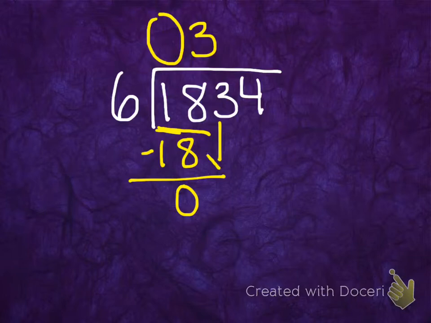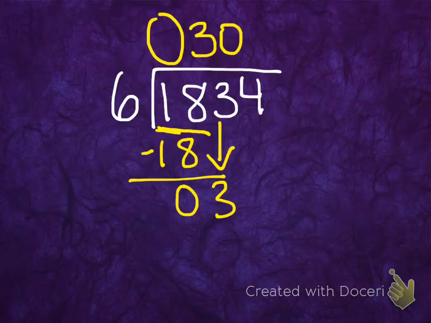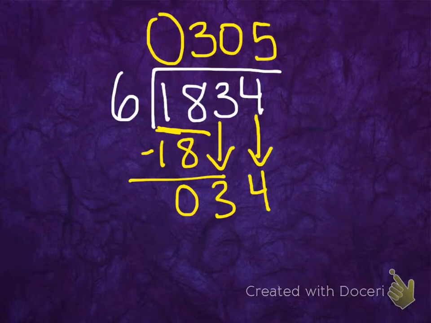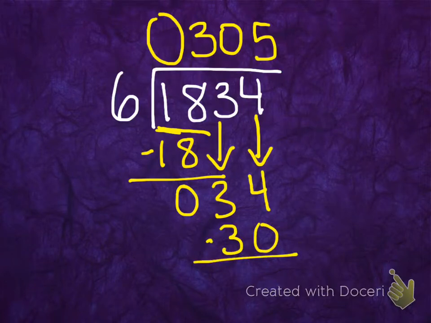My next step is to drop down my next number, which is a 3. If I have 3 apples, can I put that into groups of 6? No, there's not enough. So remember, if I say no, that means we put a 0 above it. Then, my next step is to drop down my next number, which is a 4. That gives me 34. 6 times what is close to 34 without going over? If you said 5, you're correct. 6 times 5 is 30. Subtract and get a 4.